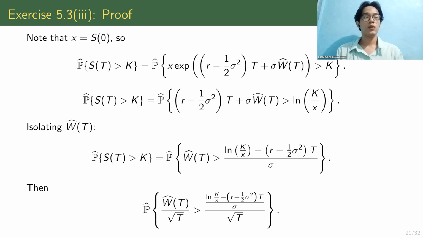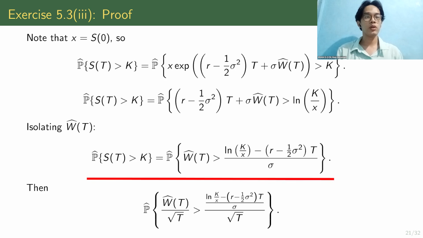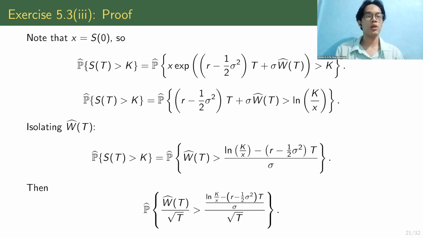For the next step, we isolate the standard Brownian motion of t, which is denoted by W hat of t. Now, the probability of S of t greater than k will be equal to the probability of W hat of t greater than ln of k over x minus the quantity r minus 1 half sigma squared times t, all over sigma. Now, to get closer to the desired outcome, we will divide both sides of this equation by square root of t, which can be seen below.